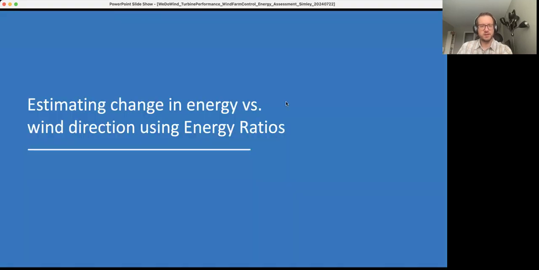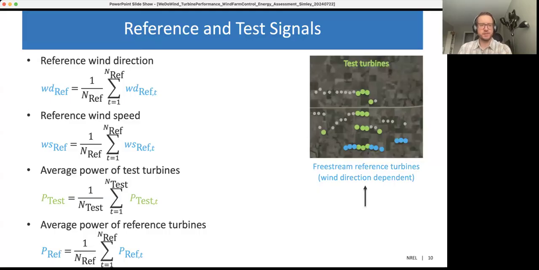All right, so next I'll talk about the methods used for estimating the impact of wind farm control on energy production. And this will focus on something called the energy ratio. So first I'll define some signals. Just using the turbines at the King Plains wind plant for the AWAKEN experiment as an example here, we're going to define our reference wind turbines and then the test turbines. So the test turbines will be the turbines where we're interested in evaluating the change in energy production with wind farm control.